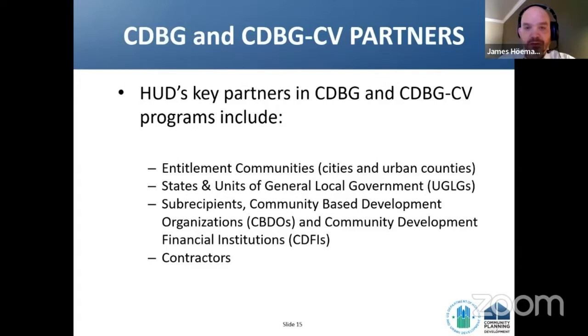The other aspect here that is a carryover from the annual formula CDBG program is you still have subrecipients, community-based development organizations, or as we call them, CBDOs, and you also have community development finance institutions, or CDFIs, that are available, as well as contractors. You can still use those. Next slide.